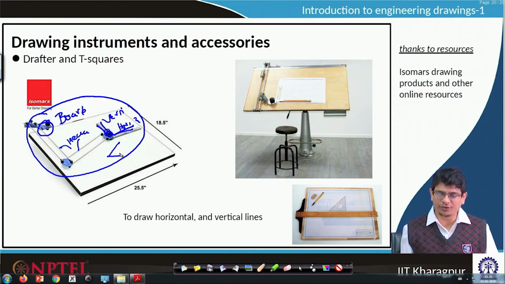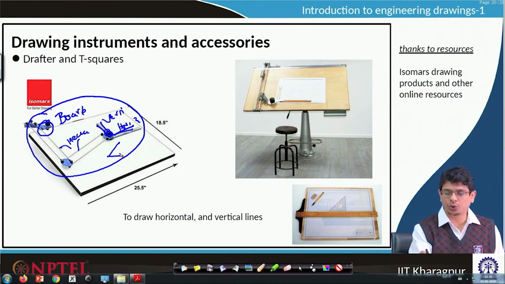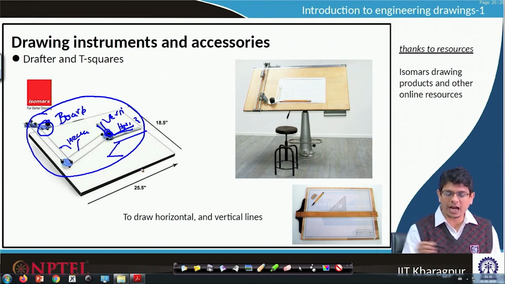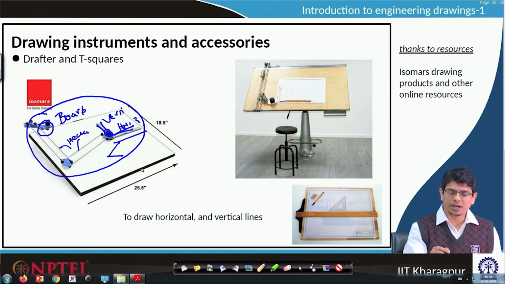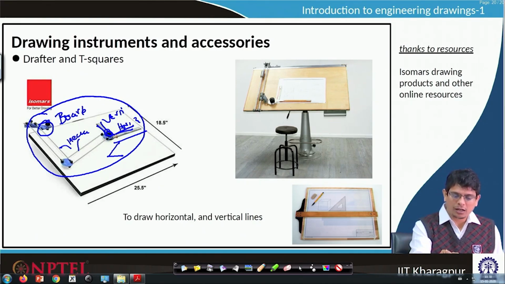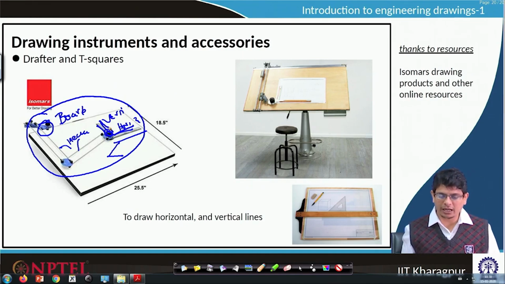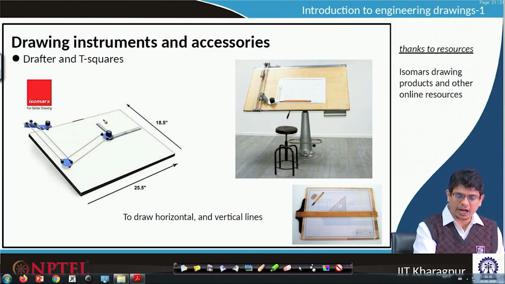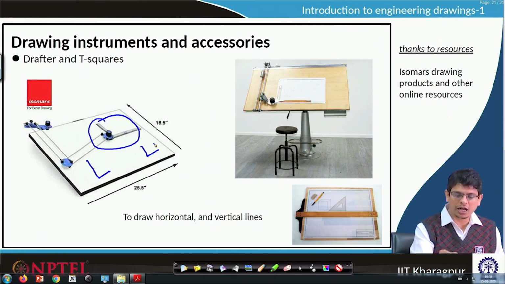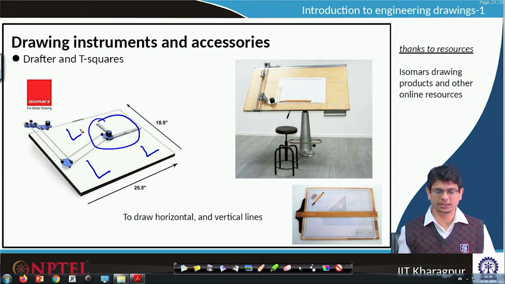The objective of the drafter is to draw a horizontal line in line with that drafting table or the drawing sheet. Using this drafter, one can draw complete vertical lines. Wherever you move this drafter, it always shows only horizontal and vertical directions.